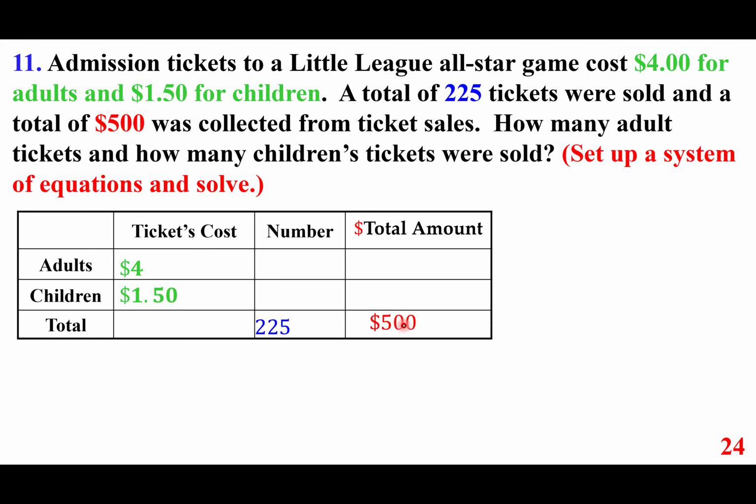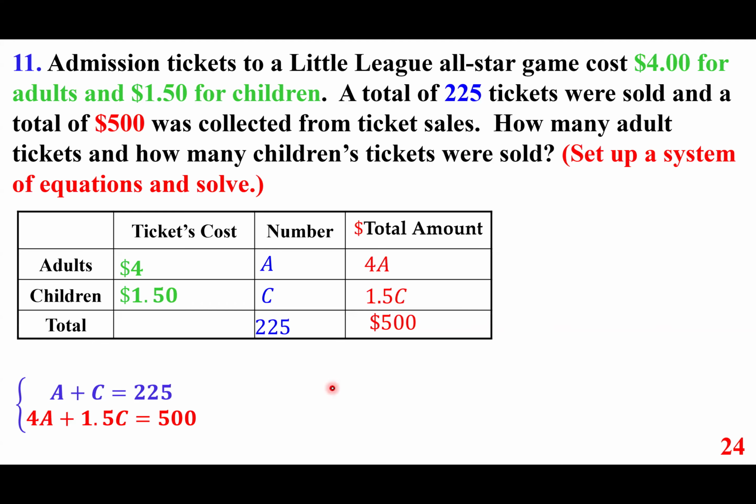Now, how many adults, how many children? I can go with X and Y, but I like to go with the initial again. Sometimes it's a lot easier because you won't have to even define it. A stands for adults, C stands for the children. And clearly this is one equation, A plus C is 225. But how much do we collect from adults? 4 times A. From children, 1.5 times C. So this is the first equation. This is the second equation. This one, A plus C is 225. This one, 4A plus 1.5C is 500.